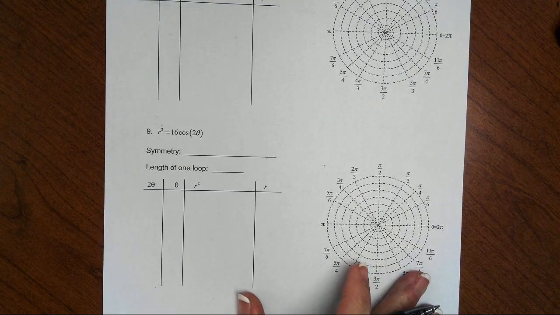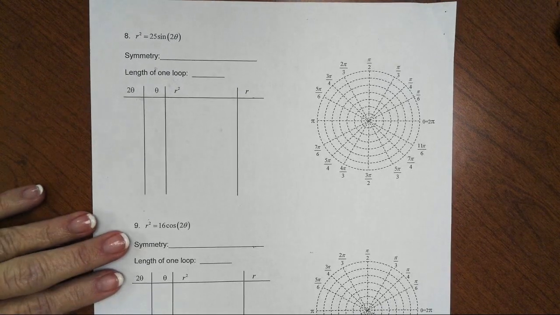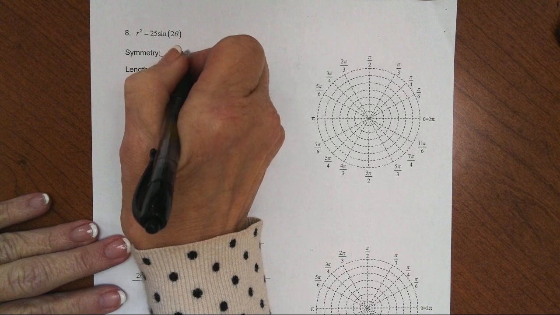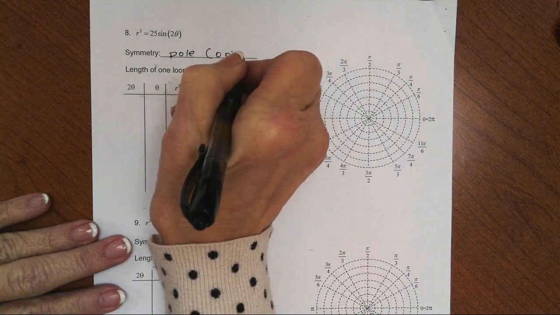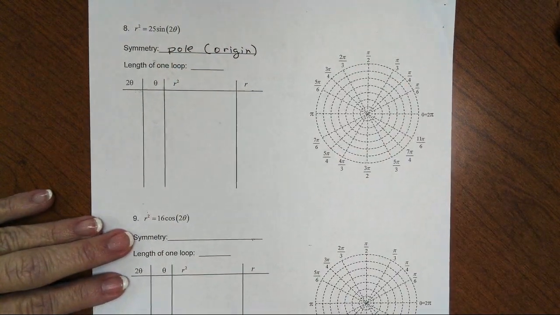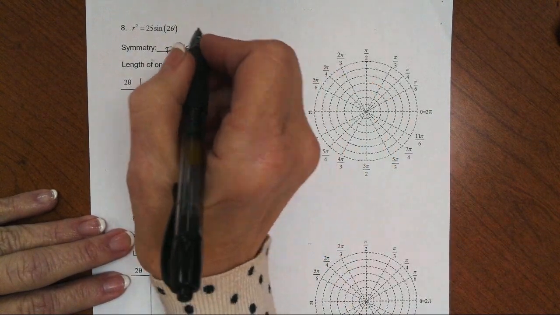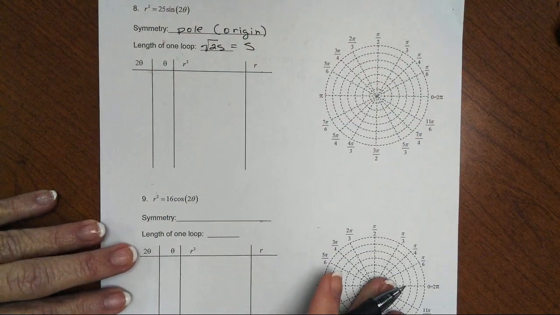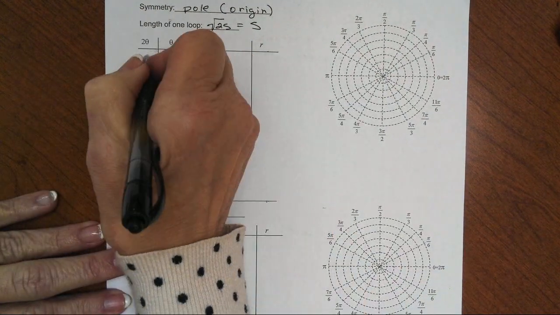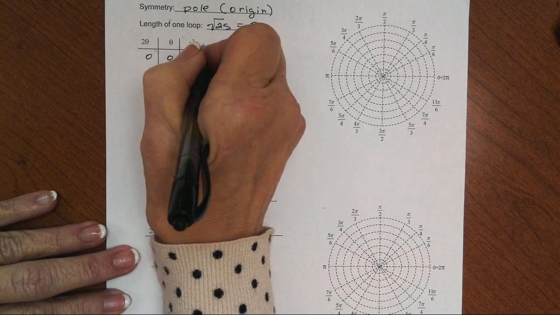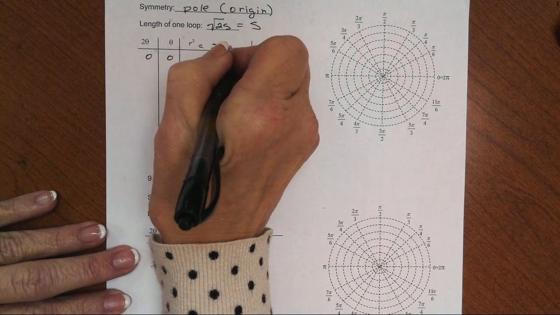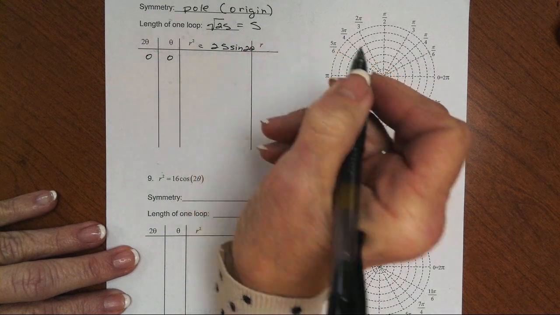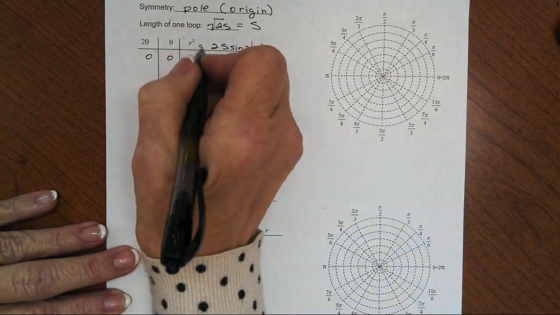Okay, so we can see r squared is equal to 25 times sine of 2 theta. We know that it's a sine, so it'll be symmetric with the pole, which again is the origin in the rectangular coordinate system. And the length of one loop is going to be the square root of 25, which is 5. Okay, and then we've got 2 theta. We're going to pick convenient numbers again. R squared, I'm just going to rewrite that equation: 25 sine 2 theta. And then we just take the square root of that to get r.